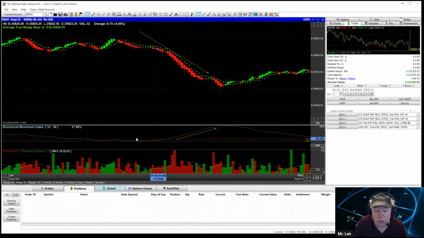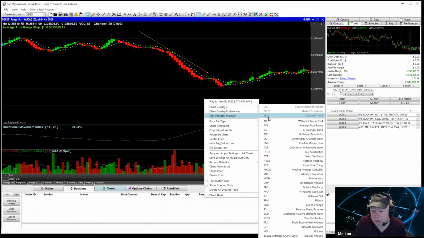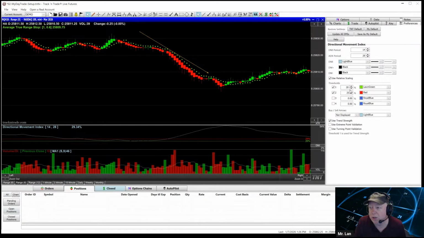So if you want to use that as an indicator, the little DMI, directional moving average, in your software, you can. How do I turn that on? You just right click on the chart, slide down to add indicator window, and it's just right in here. It's called the DMI, directional moving average. So that's how you turn it on, turn it off. Now we've got it turned on, so I'm going to come over here and show you my settings.